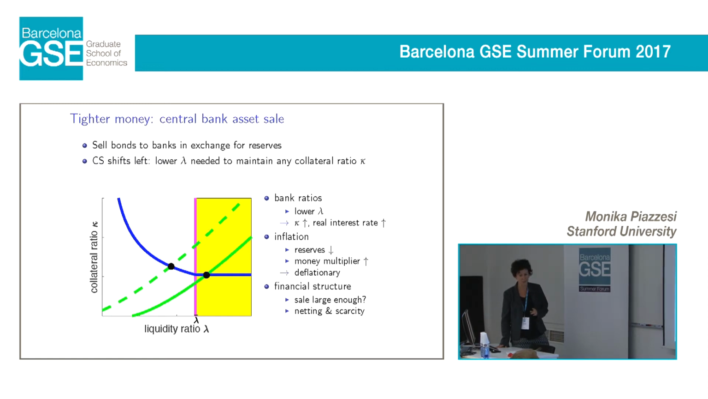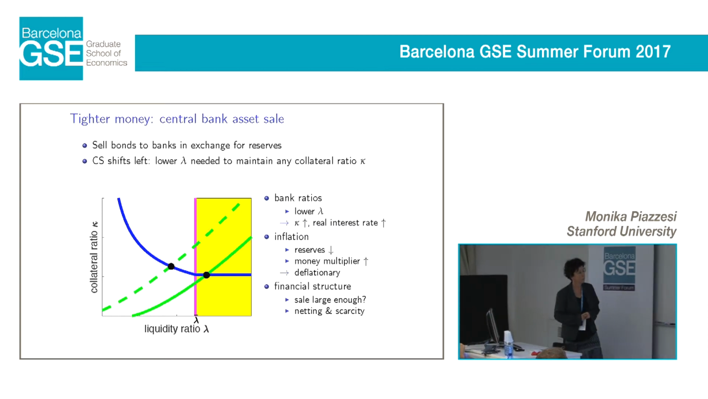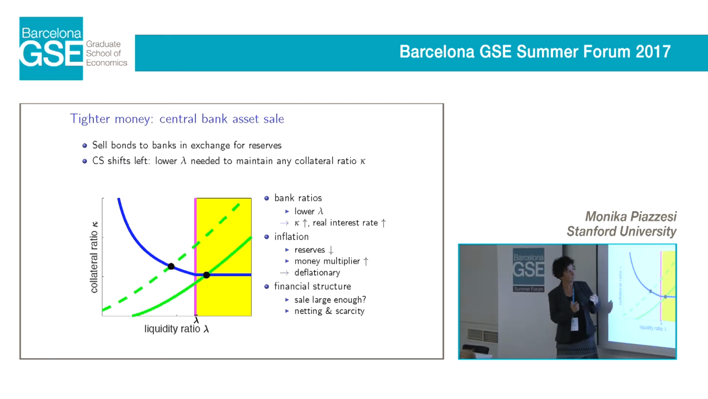So let me briefly talk about two things. One is how policy works in the setup. So far I've only shown you a model with goods trading. What happens to this model when you also introduce asset trading? So first, how does monetary policy work in this model?